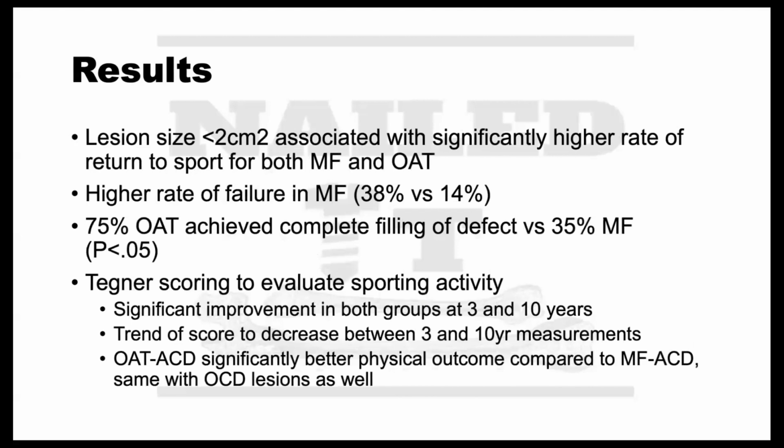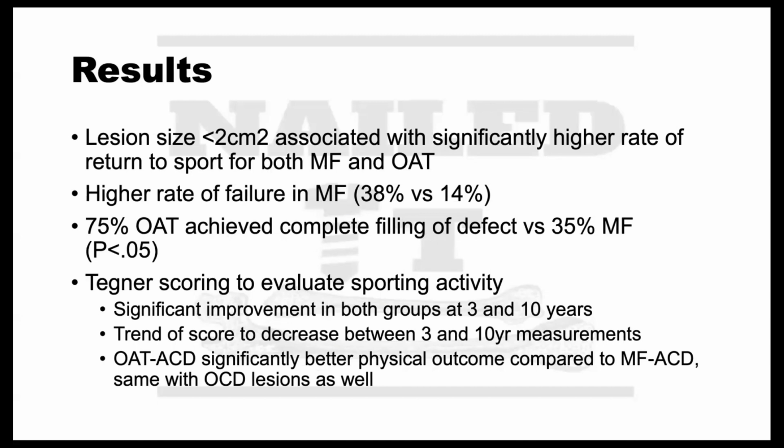The smaller the lesion size had a significant clinical significance with a higher rate of return to sport in these young athletes. There was a higher rate of failure in the microfracture group overall, with 38% compared to 14% in the Oates group. 75% of the Oates patients achieved complete filling of their defect versus only 35% of the microfracture.